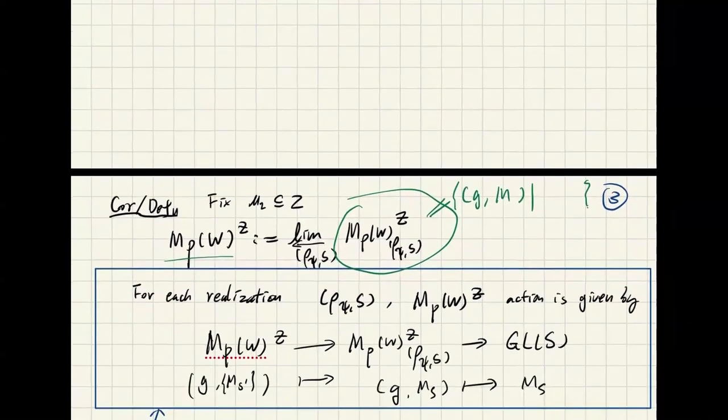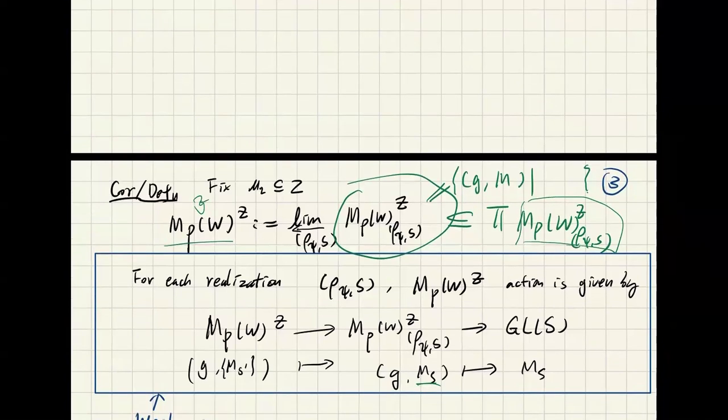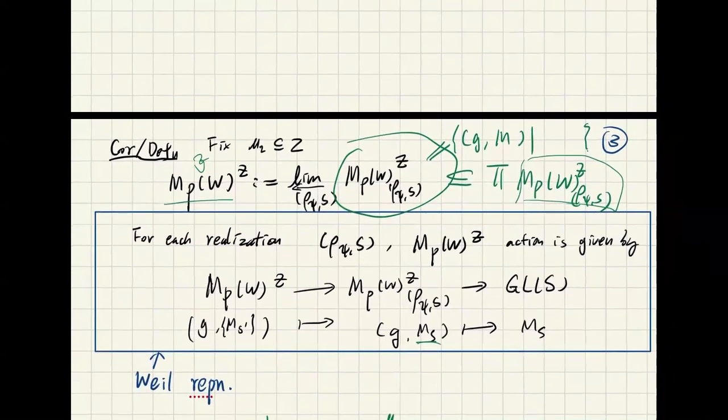The good thing about this definition of Mp(W)_C is that it automatically gives you, for each realization of the Heisenberg representation, the Weil representation. This is a subset of the product of all Mp(W, psi, S). For an abstract element g tilde here, you have a projection to a concrete realization of the metaplectic group, which physically contains a pair with the intertwining operator M_S. You just let this intertwining operator act on S. So this is the metaplectic representation, the Weil representation. Okay, so this is an abstract way to define the metaplectic group.